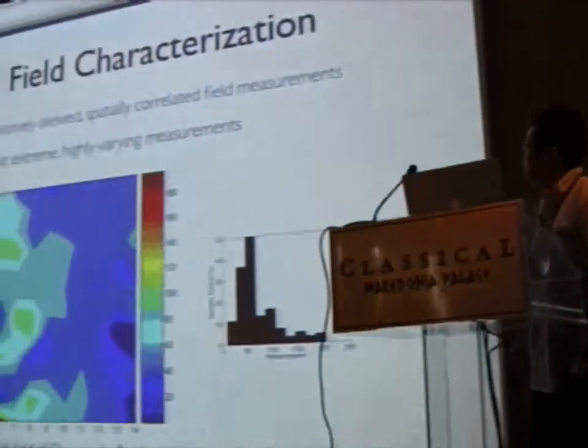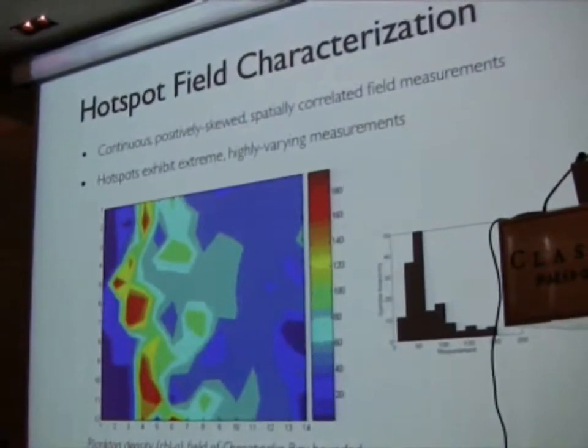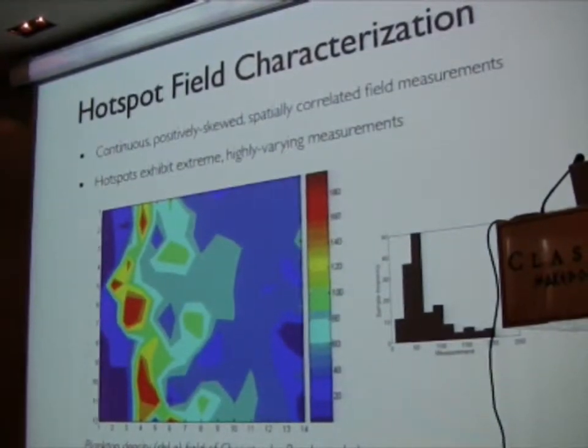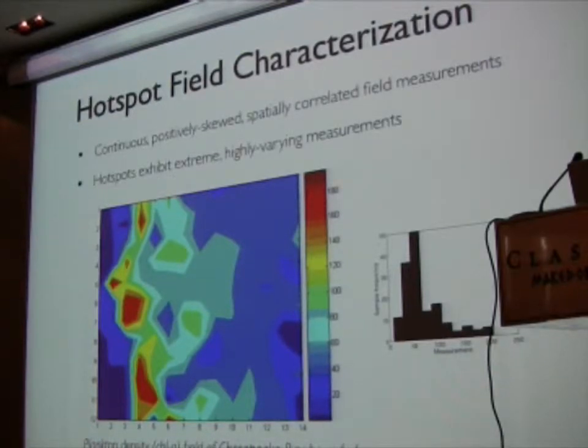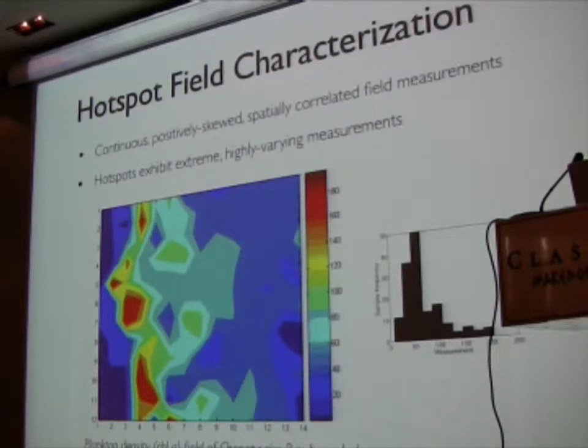Let me show you what I mean by hotspots. On this diagram, you can see a map of Chesapeake Bay, which is in the Maryland area. I call this a hotspot field. So what are the characteristics of this hotspot field? You can see that at any location within the map, you have some continuous measurements as shown in the scale.